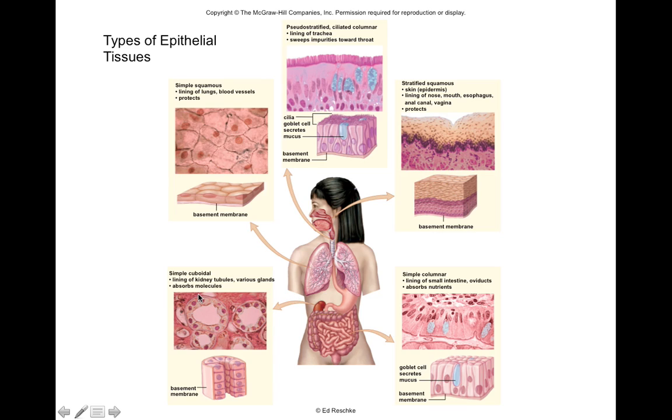And then you've got simple cuboidal down here in the lower left-hand corner at around 7 o'clock, which is going to be the type of cells that are in the tissues of your kidney.